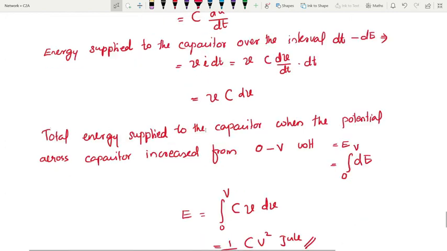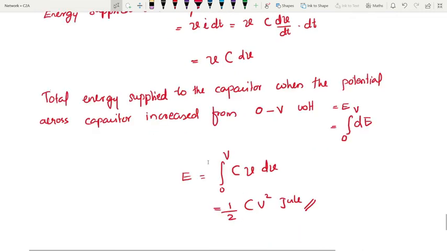The total energy supplied to the capacitor when the potential across the capacitor is increased from 0 to V volt is represented by capital E. It is the integration of dE over the interval 0 to V if the voltage is increasing from 0 to V volt. After solving this, we can obtain the total energy stored in the capacitor as half C V square joule.